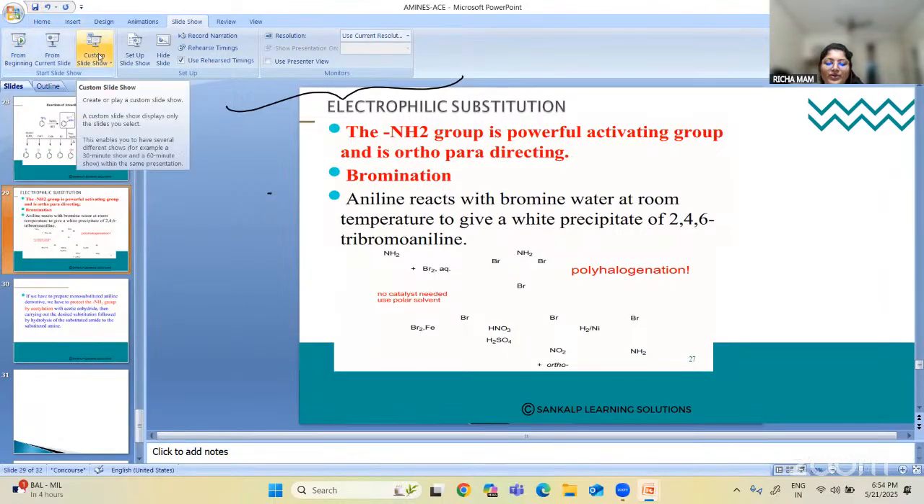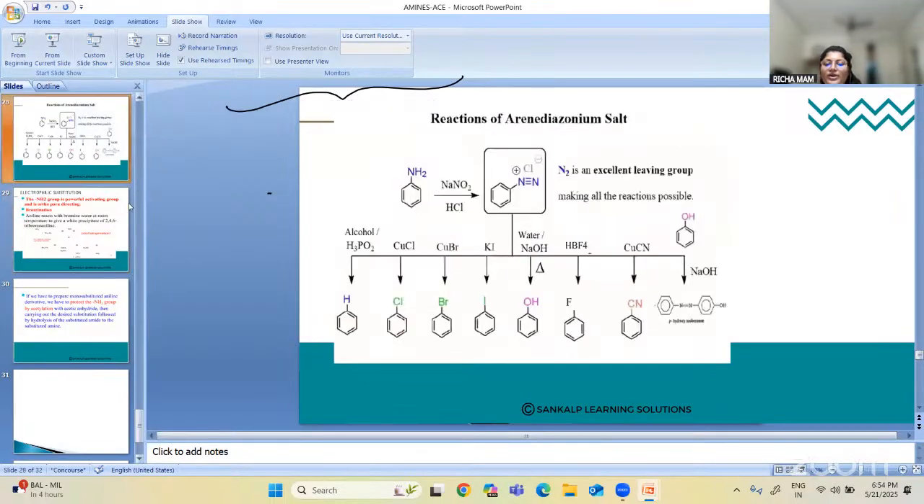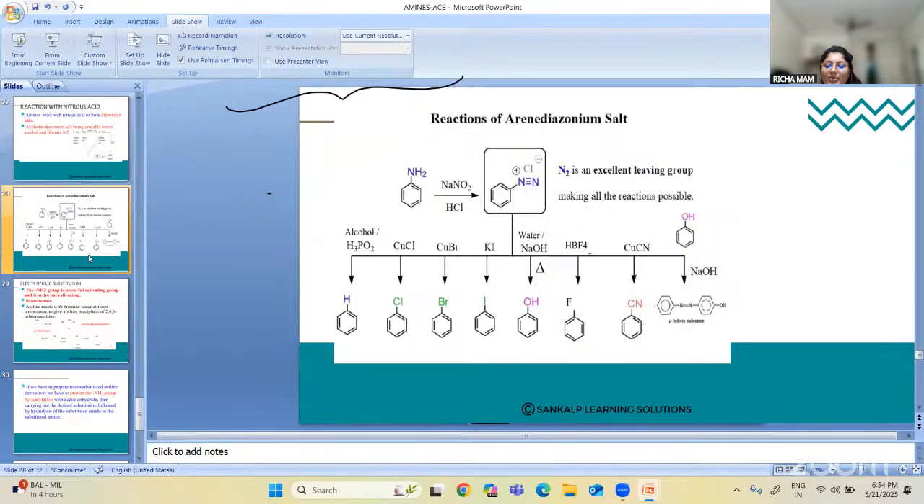So there are a few more reactions, and one more thing to be added here. When primary aromatic amines react with nitrous acid, the temperature condition should be 0 to 5 degrees Celsius.